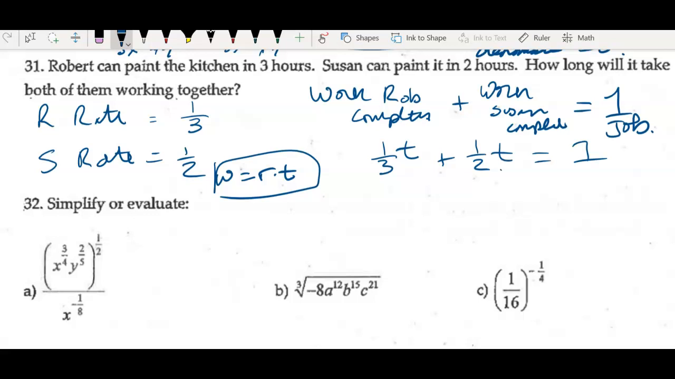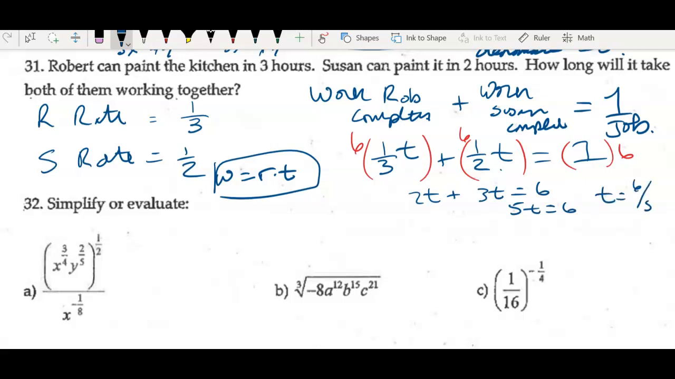Get rid of your fraction by multiplying everything by 6, because 2 and 3 both go into 6. So there's your common denominator, your lowest common multiple. So what do I get? I get 2t plus 3t equals 6. So it's 1 1/5 hours. That's how long they would do it together. 1 1/5 hours.